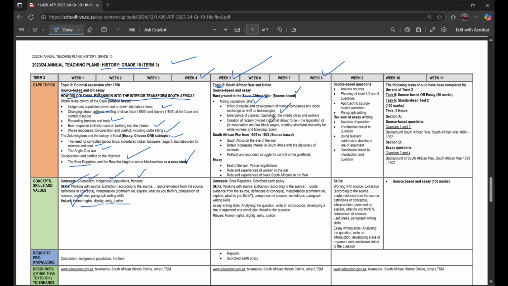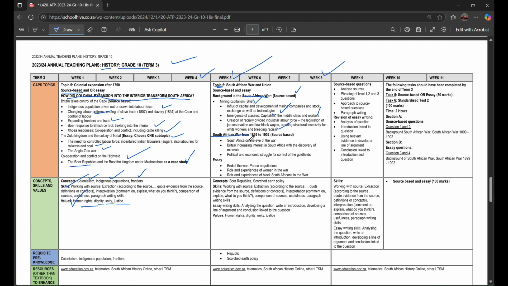Emergence of classes: the capitalists, the middle class and workers. Creation of a racially divided industrial labor force. The legalization of job reservation and low black wages, creating structural insecurity for white workers and breeding racism.